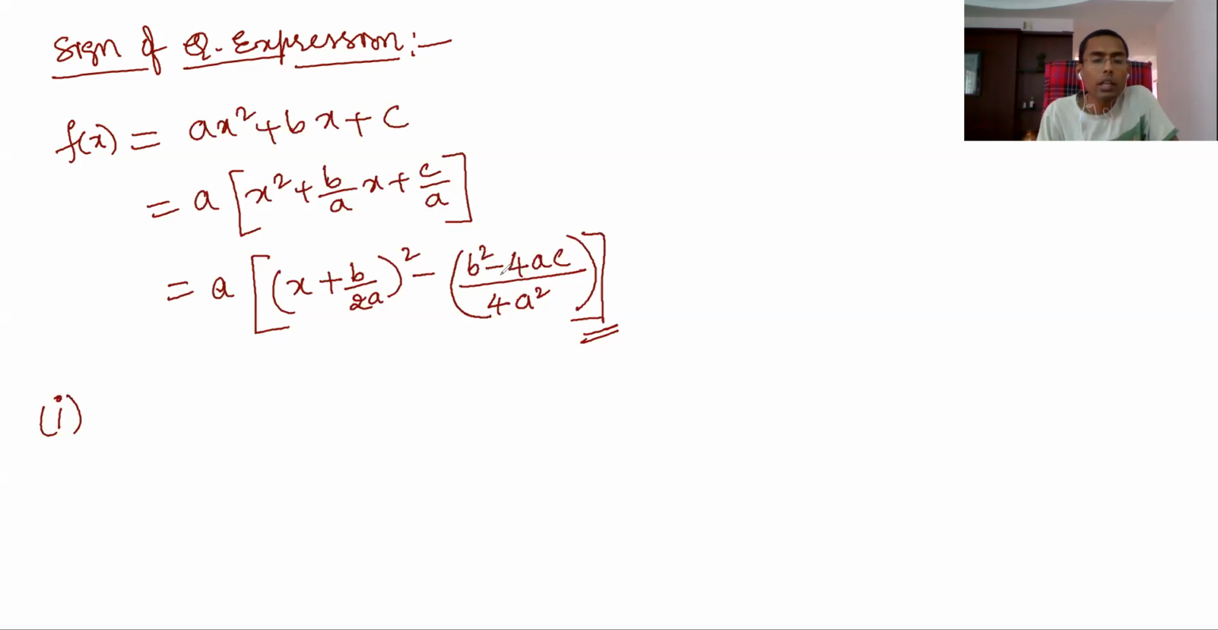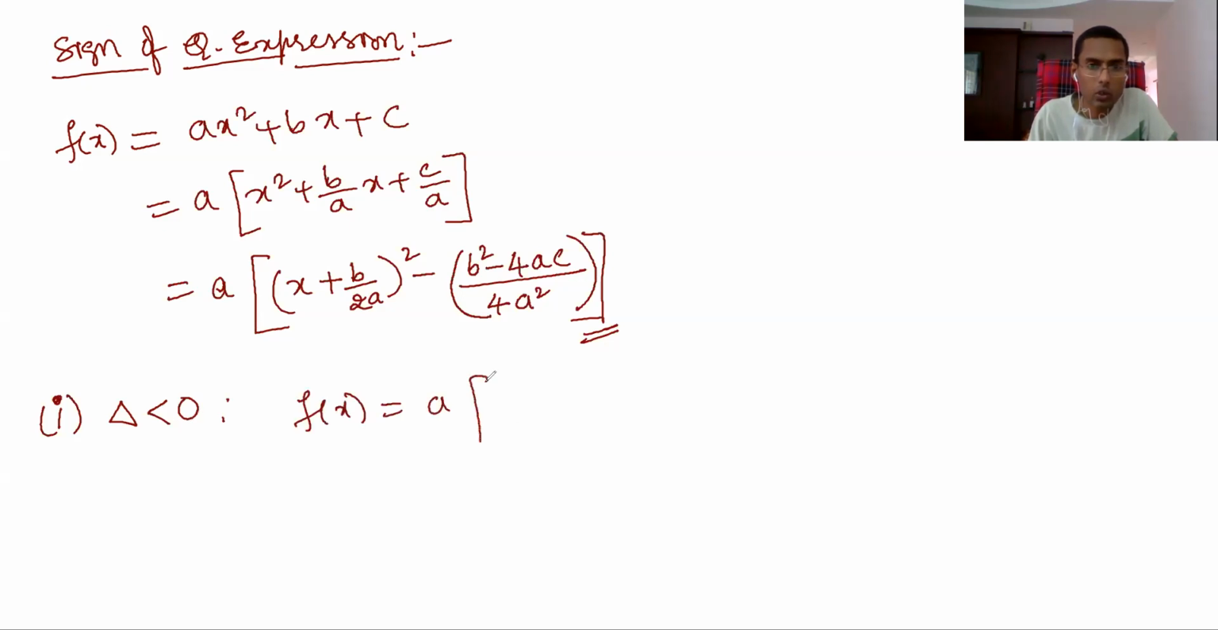Now what is the first case? We begin with delta less than 0, as this is the easy case. If delta is less than 0, that means b square minus 4ac is negative. So I'm going to write f of x with delta less than 0.